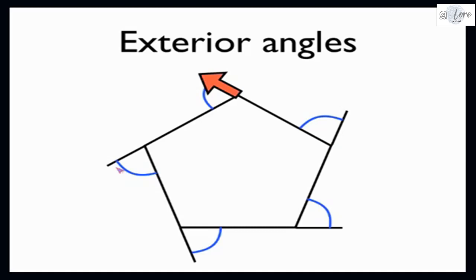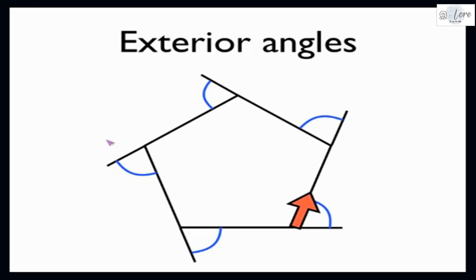Similarly, in each and every figure, the second one also has an extended line, so it has an exterior angle and an interior angle. So please students, make sure about the exterior angle. For example, 3-sided means 3 interior angles and 3 exterior angles. 4-sided means 4 interior angles and 4 exterior angles. 5-sided means 5 interior angles and 5 exterior angles. According to the number of sides, the interior and exterior angles will be the same in number.